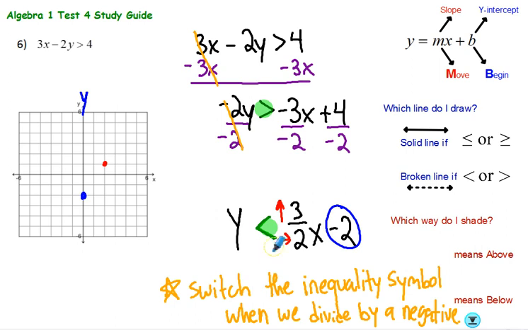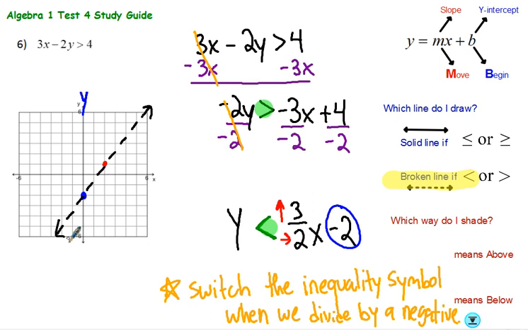So let's take a look, solid or broken. Notice there's no line underneath there, so that's going to be a broken line because it is just a less than. Not a less than or equal to, but just a less than. So let's draw ourselves a broken line.